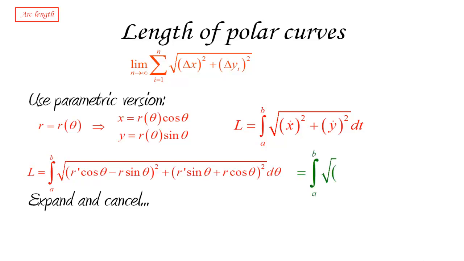If you did it right, you should end up with this formula. All you end up with is just r squared and r prime squared. All the sines and the cosines cancel with each other, and so this is the formula. Again, very easy. Notice that in the formula for the arc length of a function, we had the square root of 1 plus y prime squared. For a parametric curve, we had the square root of x prime squared plus y prime squared. Here we have the square root of r squared plus r prime squared. Very consistent, very similar to each other, so reasonably easy to memorize.